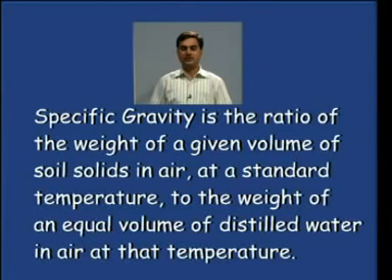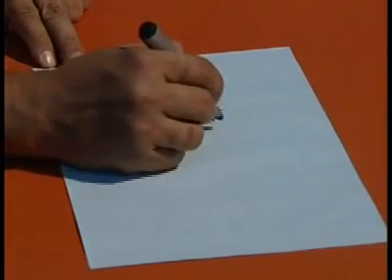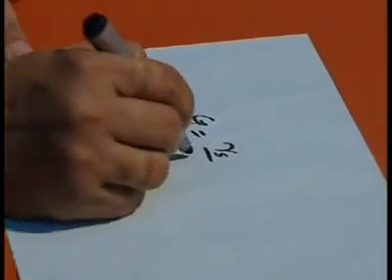Specific gravity is the ratio of the weight of a given volume of soil solid in air at a standard temperature to the weight of an equal volume of distilled water in air at that temperature. Or the specific gravity is the ratio of unit weight of soil solid to that of water. Specific gravity G is equal to gamma S over gamma W.